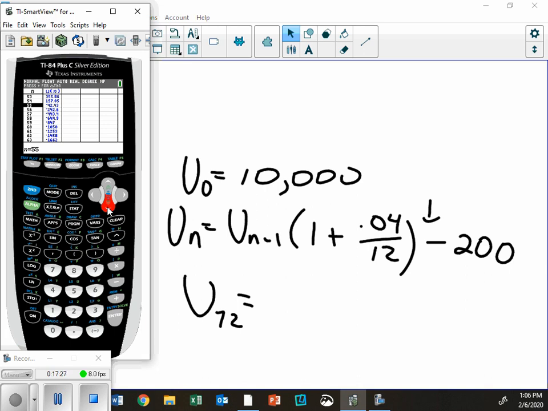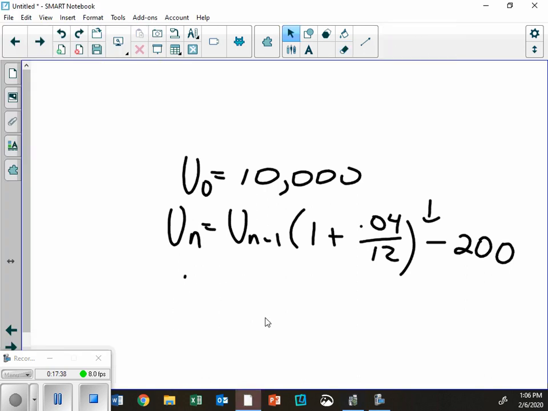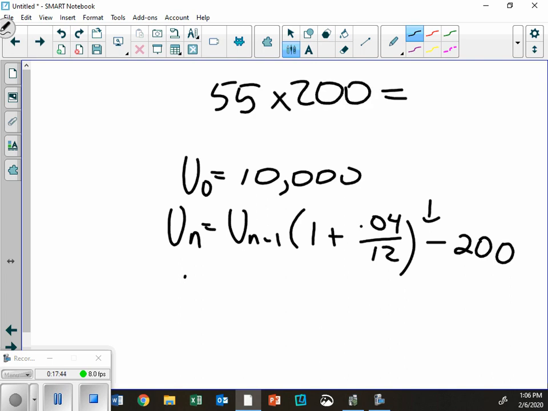Think of it this way. You only owed them 157, but you paid them 200. So now they owe you money back. All right. So how many payments did it take? 55 payments. So how much total did you spend? 55 payments times $200, but now they owe you money back.